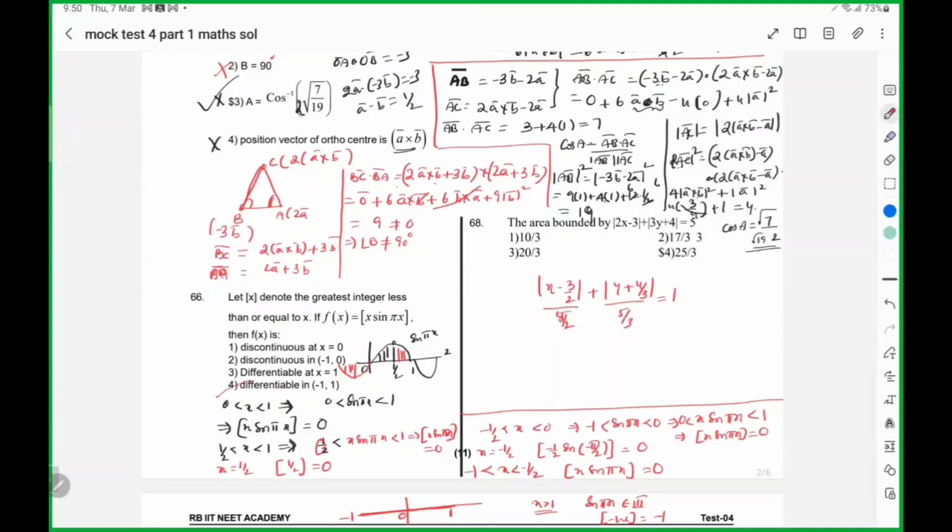Which is 1. So shifting the origin to this point, 3 by 2 comma minus 4 by 3, there is no change in area. So the area will be, with the modulus, symmetric about both the x and y axis. The area becomes a square whose area will be half into 5 by 2 into 5 by 3. Like this, you have 4 areas, multiplied by 4. You get 25 by 3 square units. This will be the area.